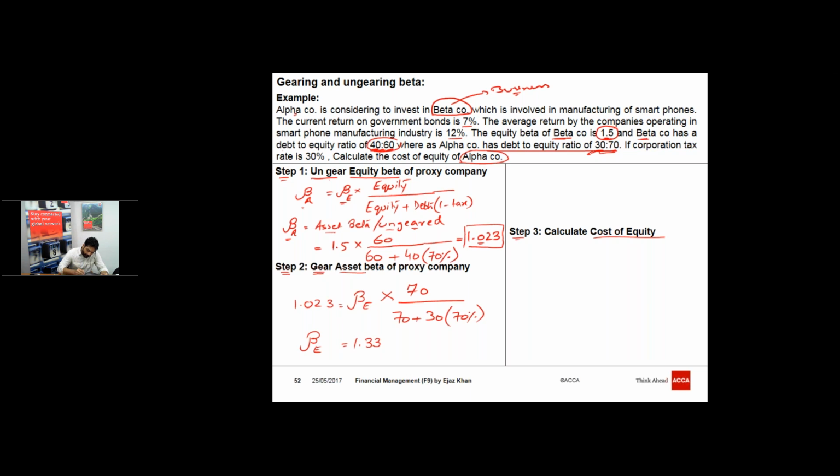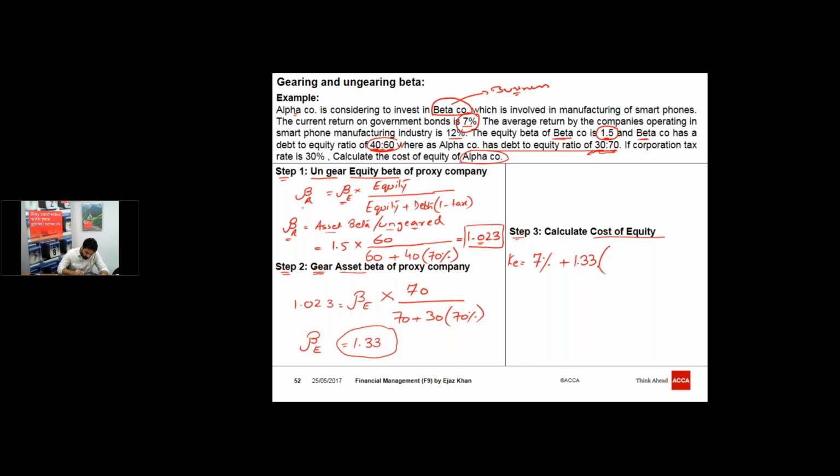Okay, now last step, calculate the cost of equity. Now we'll use the same CAPM formula for this. Now we know how to calculate the equity beta, so let's put the values. We know that the return on government bonds will be considered as the risk-free rate of return, so we'll write 7%. Now we've calculated Alpha Company's equity beta, that is 1.33, which shows that Alpha Company is 1.33 times riskier than the average market.